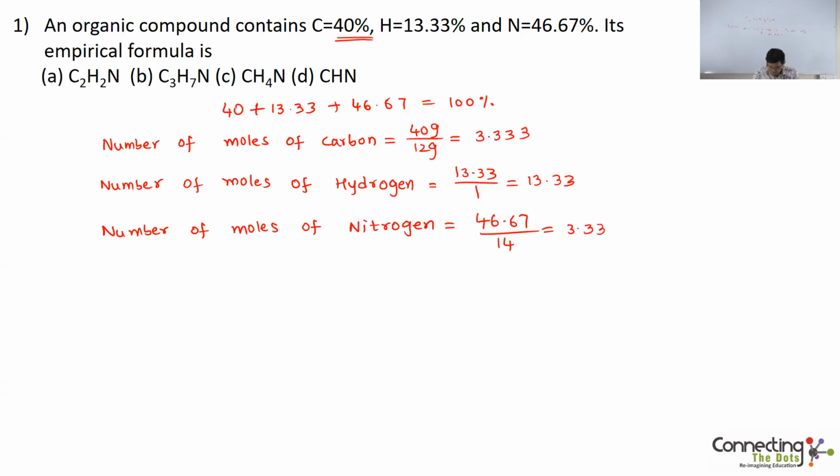Now let us find out the simplest whole number ratio. How to do that? You just divide by whichever is the smallest number among the given values. So here we have 3.33, 13.33, and 3.33. So 3.33 will be the smallest number. So divide every value by the smallest number. That will give you the simplest whole number ratio.